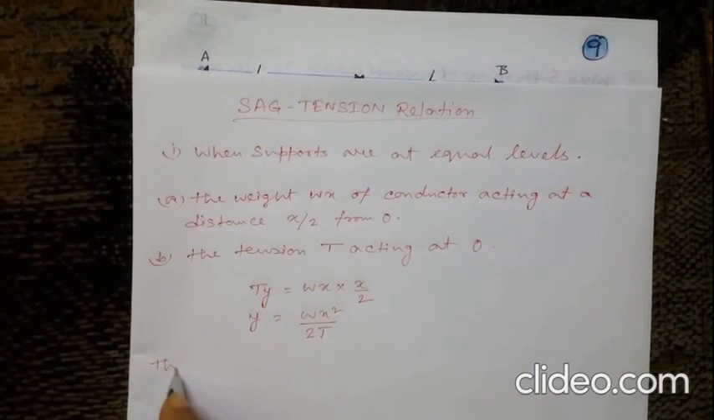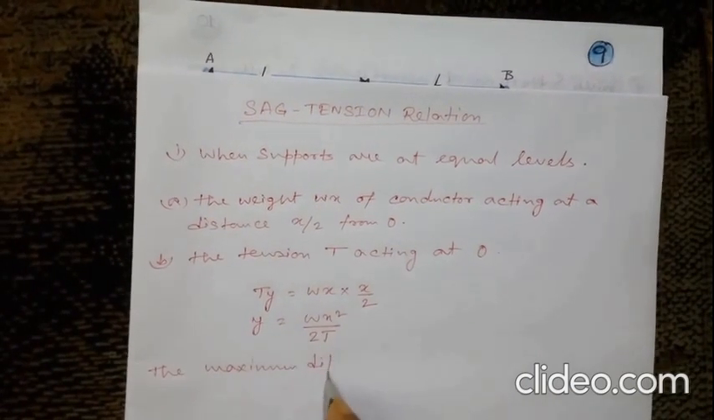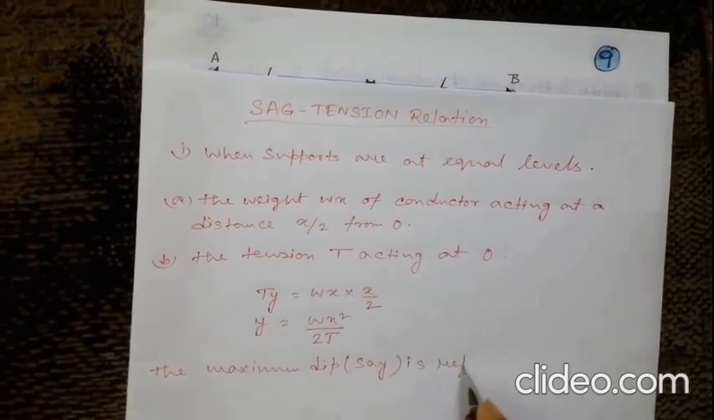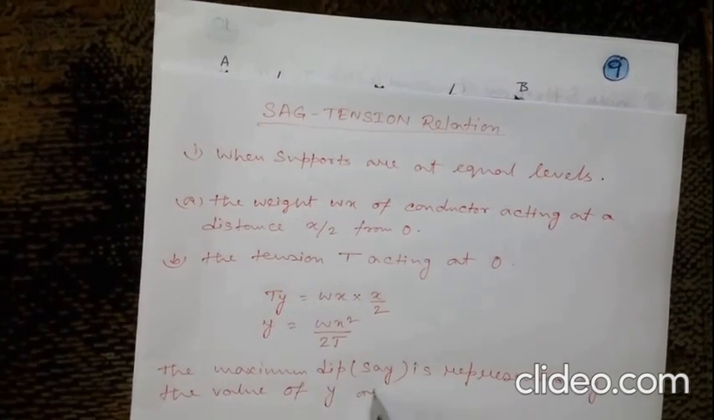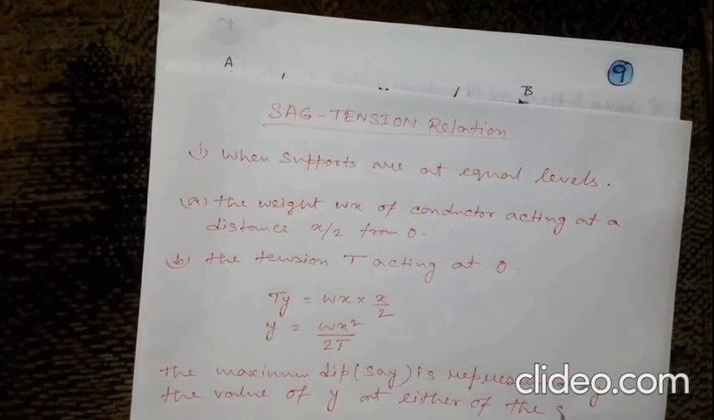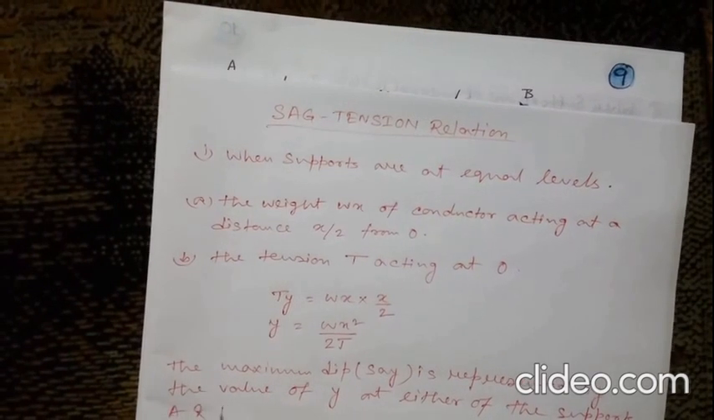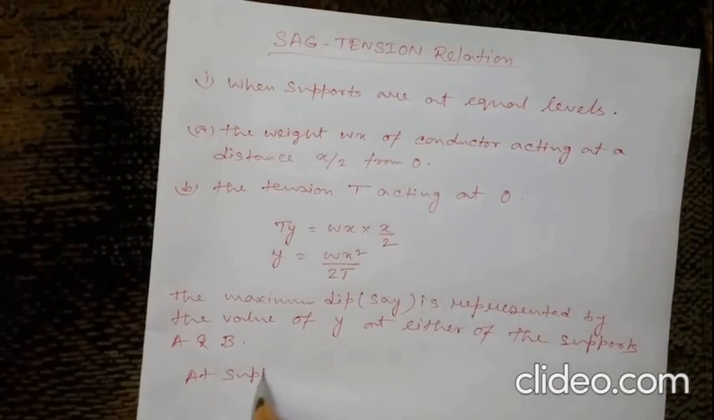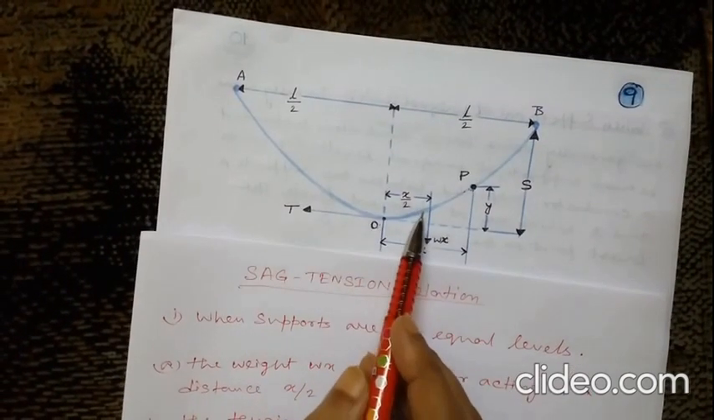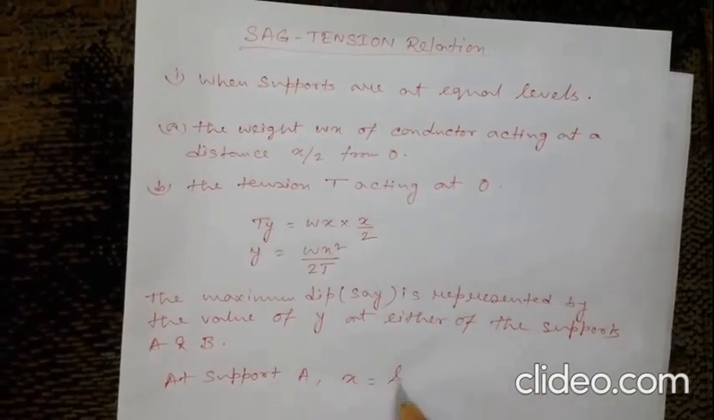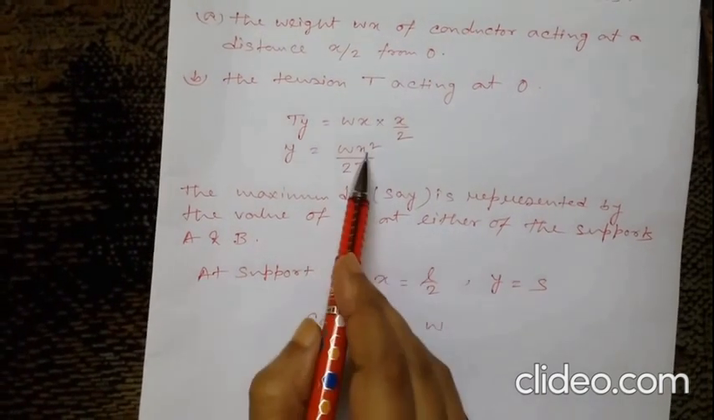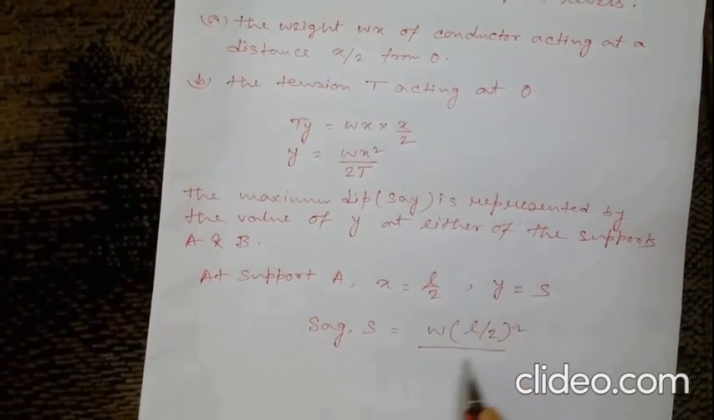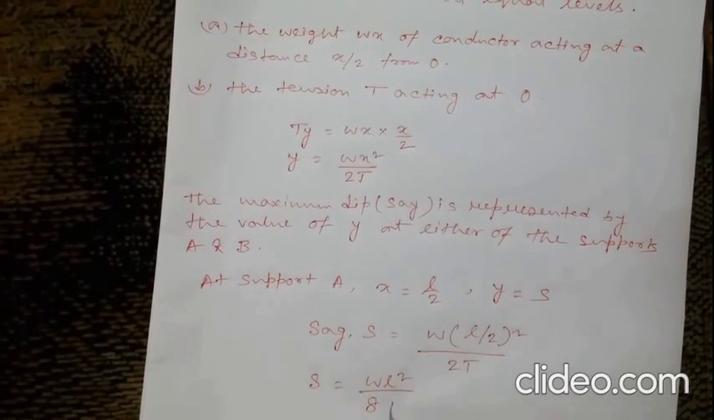Now the maximum dip, or we can say the sag, is represented by the value of y at either of the supports A and B. So you can write at support A, x equal to L/2 and y equal to S. So sag S equal to wx² by 2T, so w(L/2)² by 2T, or S equal to wL² by 8T.